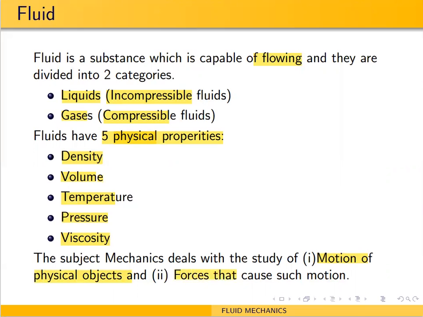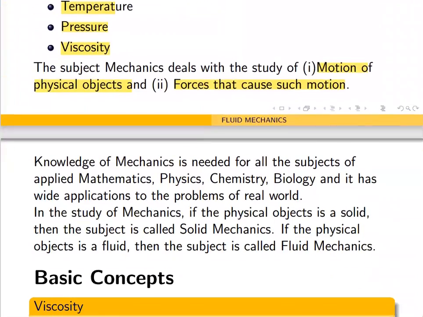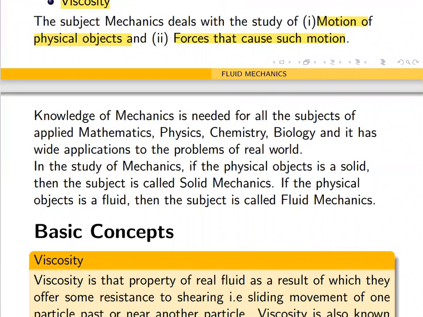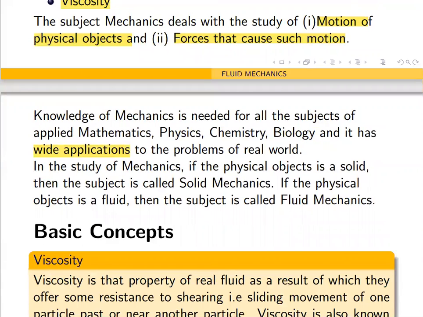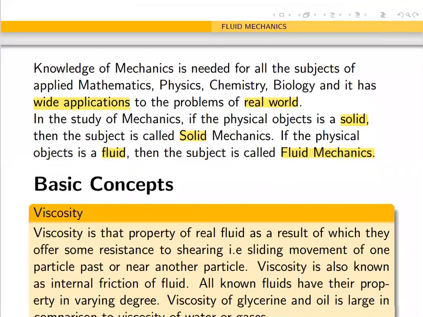The subject mechanics deals with the study of motion of physical objects and forces that cause such motion. Knowledge of mechanics is needed for all subjects of applied mathematics, physics, chemistry, biology, and it has wide applications to the problems of the real world. The study of mechanics, if the physical object is a solid, then the subject is called solid mechanics. If the physical object is a fluid, then it is called fluid mechanics. As simple as that.